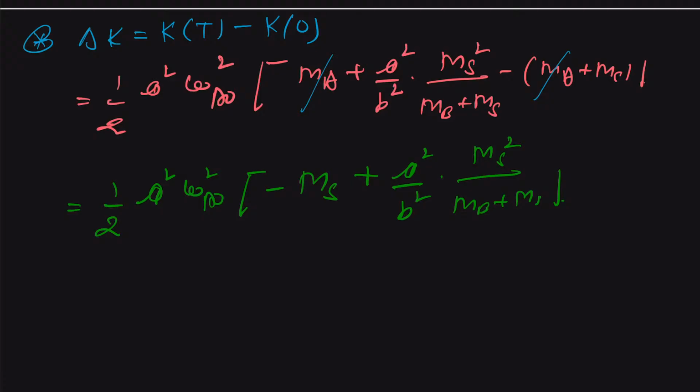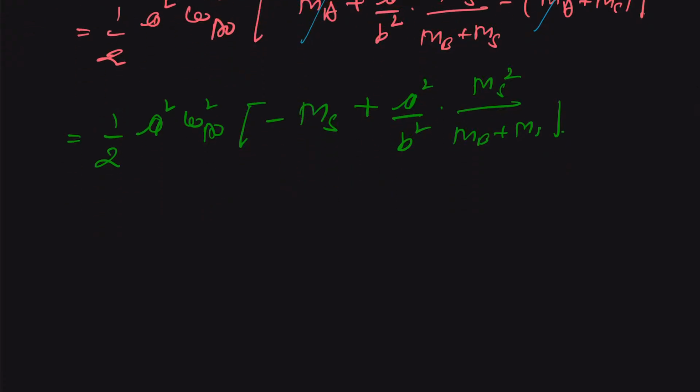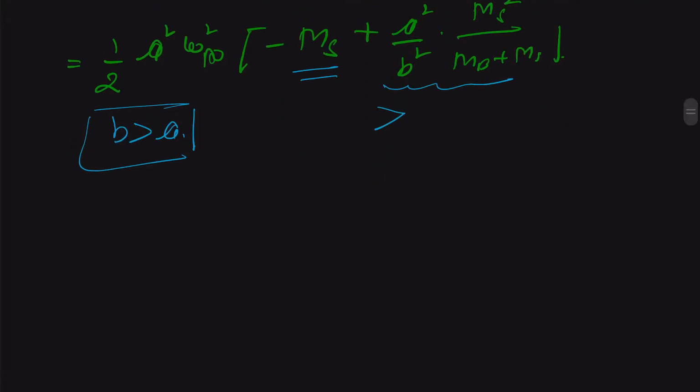But we are given that B is greater than A. Okay, so we know that B is greater than A. Therefore, the second term will be much less than the first term. So from here we can say that our delta K will be less than 0. Or we can say that the total kinetic energy is going to decrease during the process. Okay, so this is a little bit of discussion about the kinetic energy also.